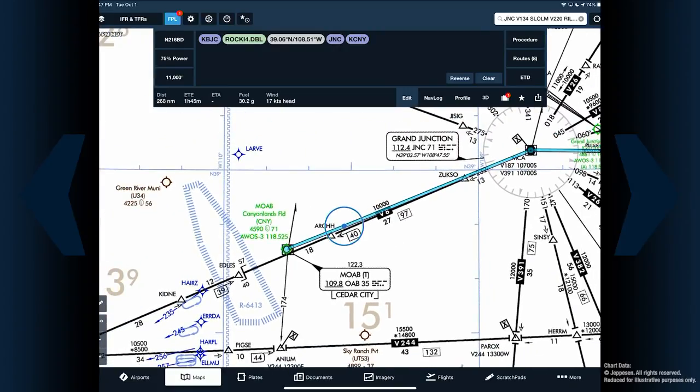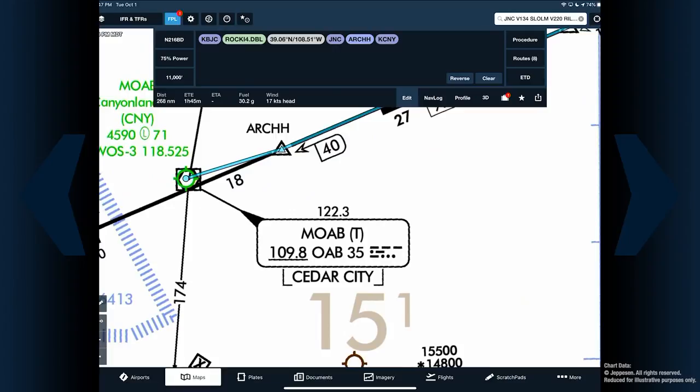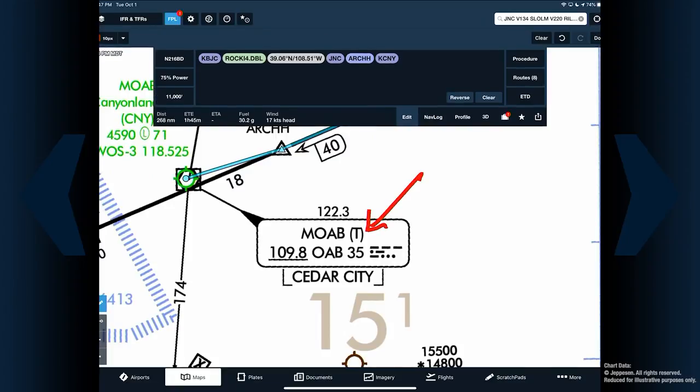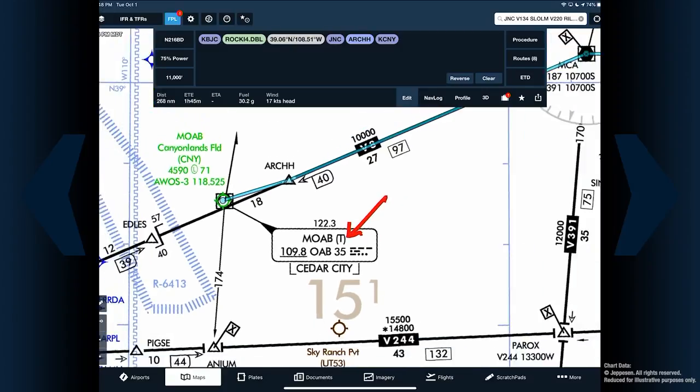And there are several different fixes. I think Arch is one of them where you can transition from the Victor airway and onto the approach here at Canyonlands. So that would be one of the things. The other thing you could do is then from Arch go direct to the Moab VOR. We get this question a lot: what does that T mean and why is it not on the airway? This is a terminal VOR, typically would not be used as part of a low altitude airway. It has reduced service volume, but you could easily get from Arch to Moab and from there join an approach.